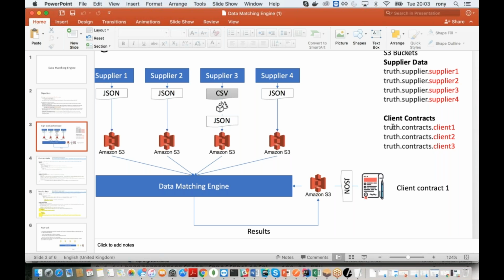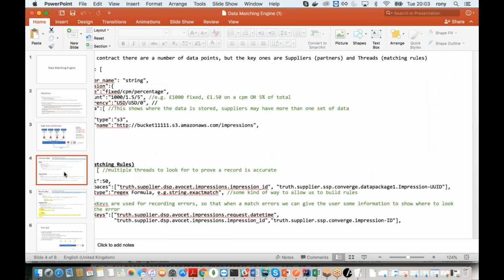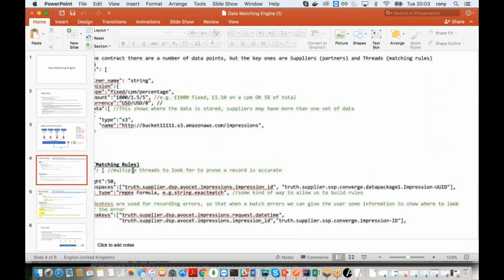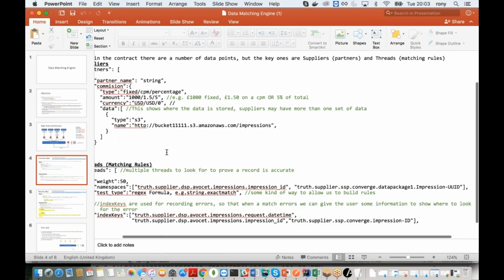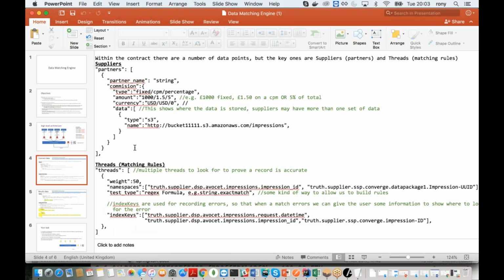So I will go further, maybe more clear with the data. If you go further down, this is a typical example of a contract. Within a contract there are a number of data points, but the key ones are the suppliers and the matching rules. There's a section where they specify partners. Maybe we can do it in a better way, but I think this came from there. So the different partners are there, and a contract happens with a party. The suppliers have some kind of contract.